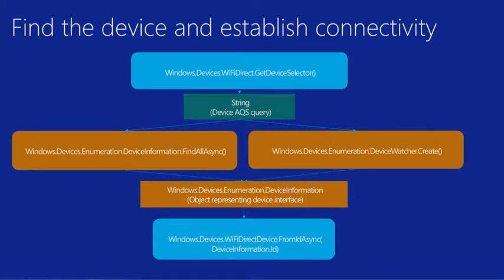Apps for Wi-Fi Direct follow the same pattern as Bluetooth or USB devices. You can use the Get Device Selector function in the Wi-Fi Direct namespace to get an AQS query for all your Wi-Fi Direct devices. You take the string and pass it to the Windows Device Framework, which returns a list of devices. You can then iterate through this list and find the device that you actually want to connect to.